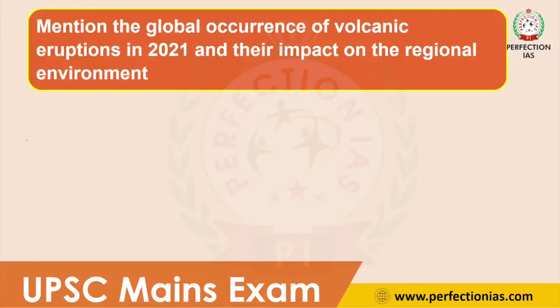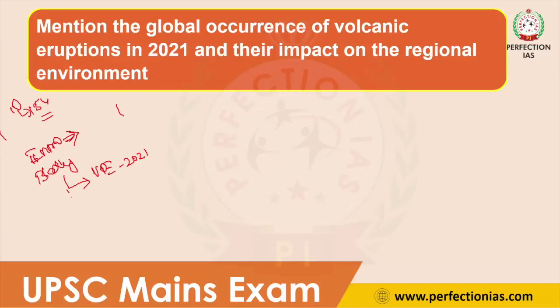This question was asked as a 10-marker, so you have to write around 150 words. First, we will discuss the structure of the answer. First you have to write an introduction, in which you can explain in simple words what a volcanic eruption is, and the context of the question. Next, the body. This question contains two parts. The first part is recent volcanic eruptions in 2021.